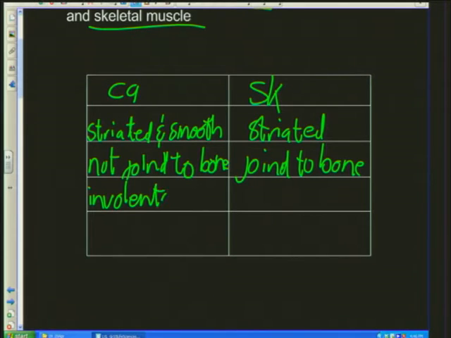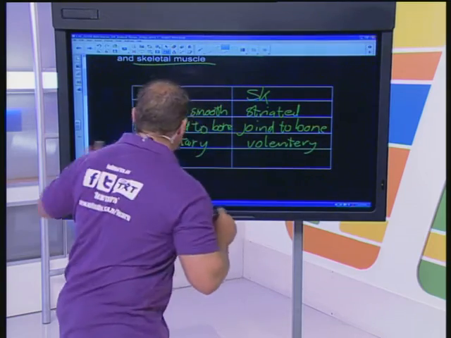Involuntary, right? And this is voluntary. Right, nice and easy, nice and simple. Last thing, I'm going to leave blank. I want to know the difference.